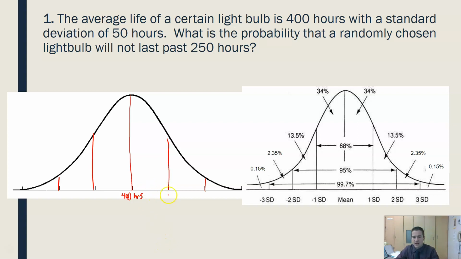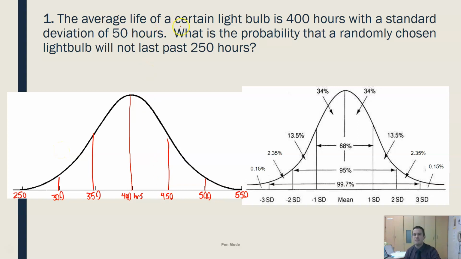So 1 standard deviation above the mean is going to be 450 hours. 2 standard deviations above the mean is going to be 500 hours. 550 hours is 3 standard deviations above the mean. 350, 300, and 250 are 1, 2, and 3 standard deviations below the mean, respectively. Not all light bulbs are going to last 400 hours. Some are going to last longer than that. Some are going to last less than that. But most of them are probably going to last between 350 and 450 hours-ish.